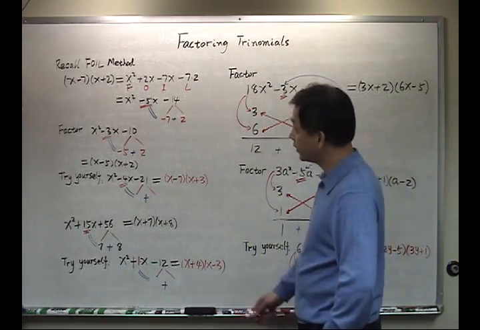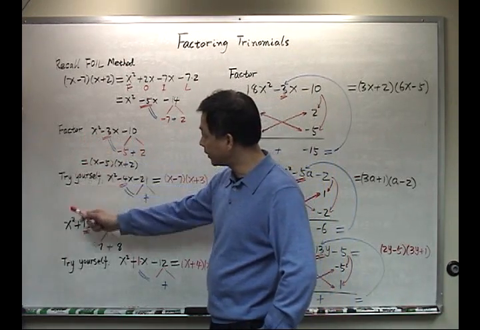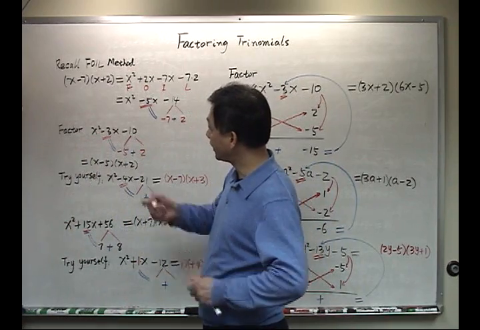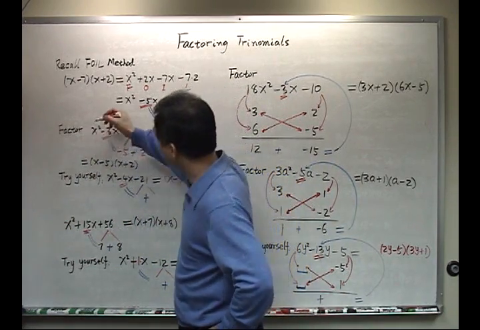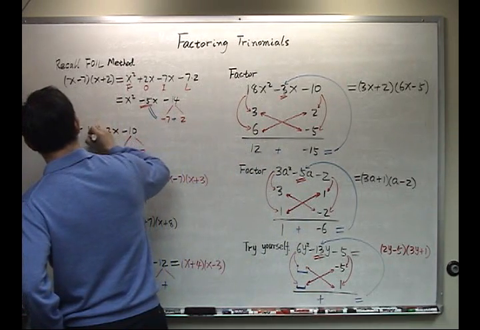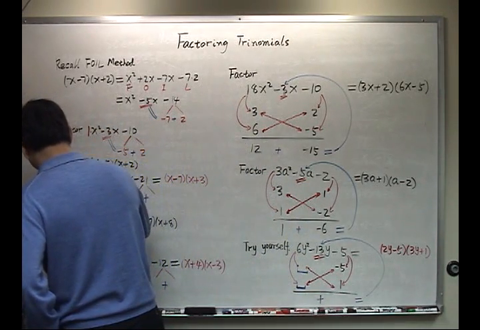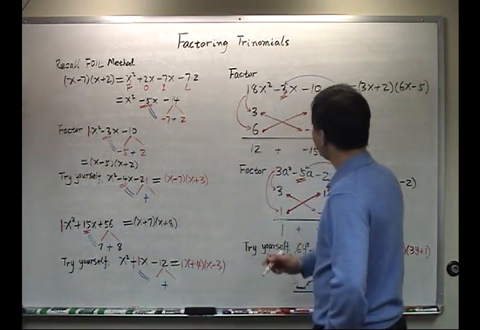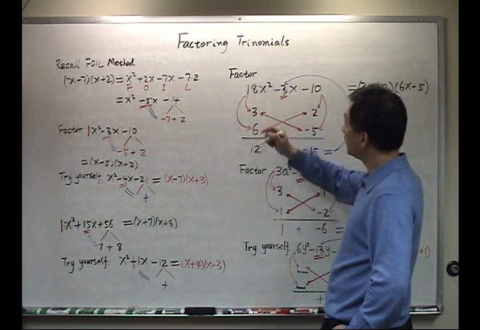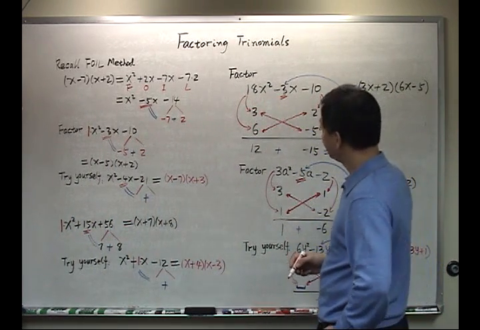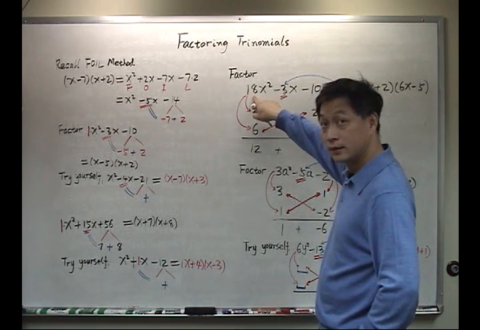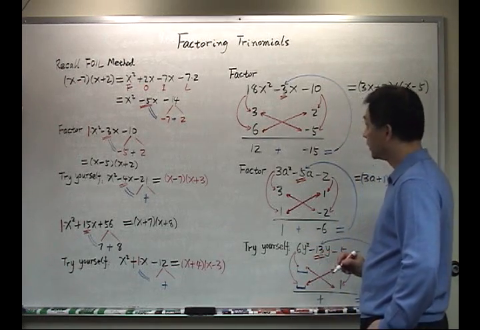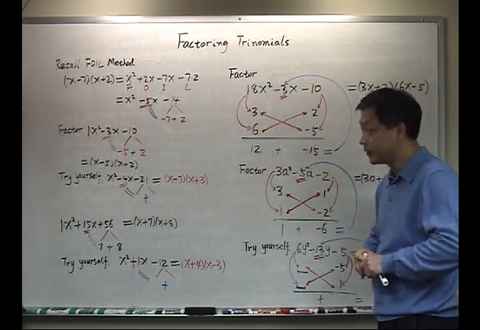Right here, for this example and the example here, you notice that the coefficient in front of x squared is 1. Here is also 1. But right here the coefficient of x squared is no longer 1. And here is 18. And then here is 3. Here is 6. How are we going to deal with that?